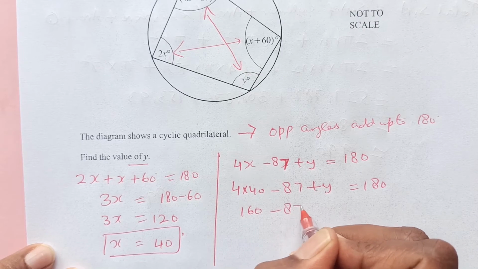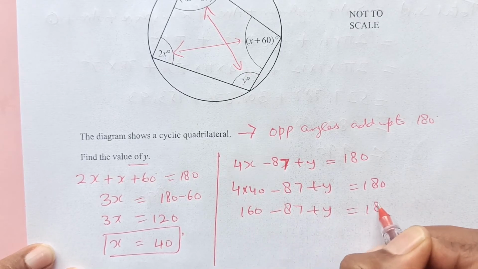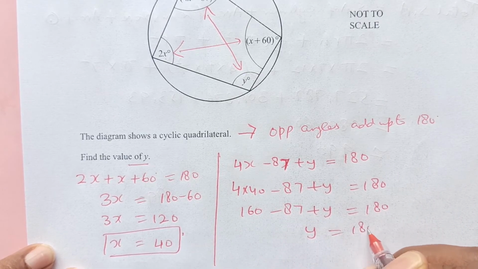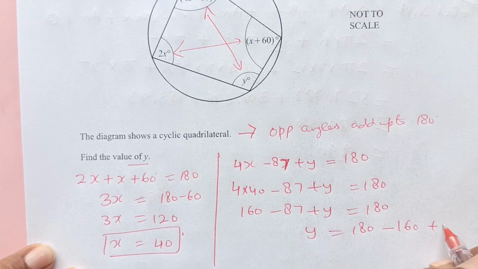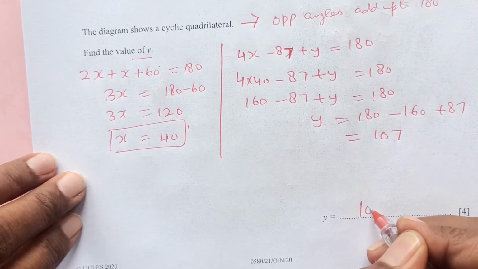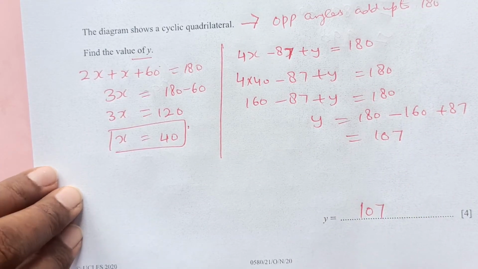160 minus 87 plus y is 180. y is 180 minus 160 plus 87. This comes out to be 107. That's done.